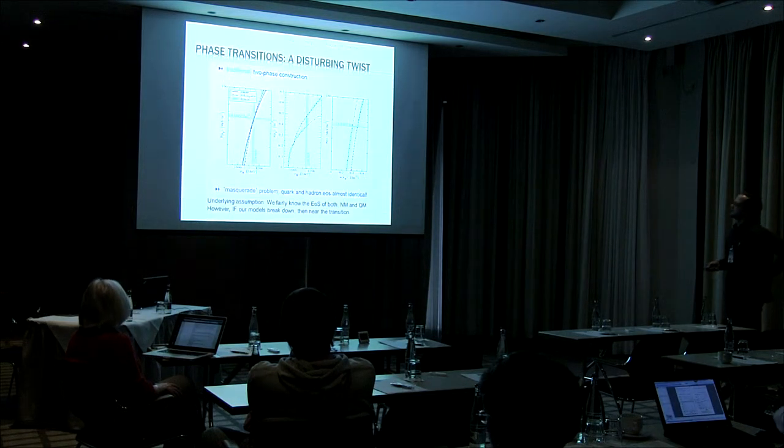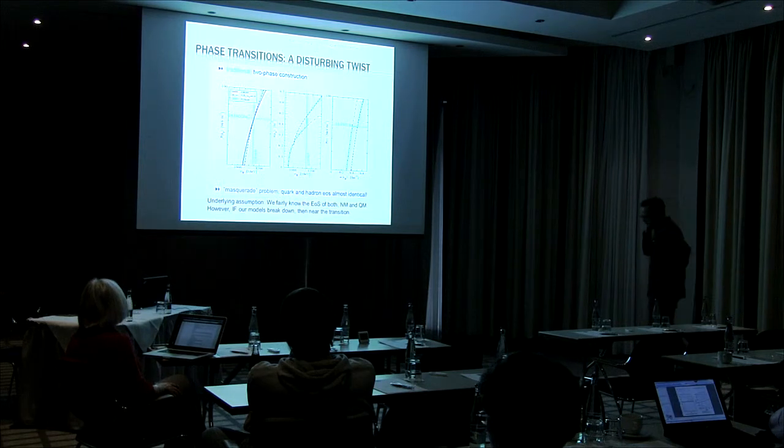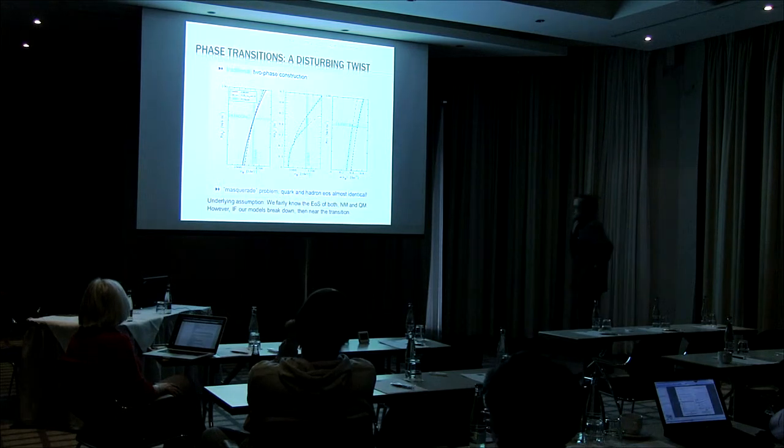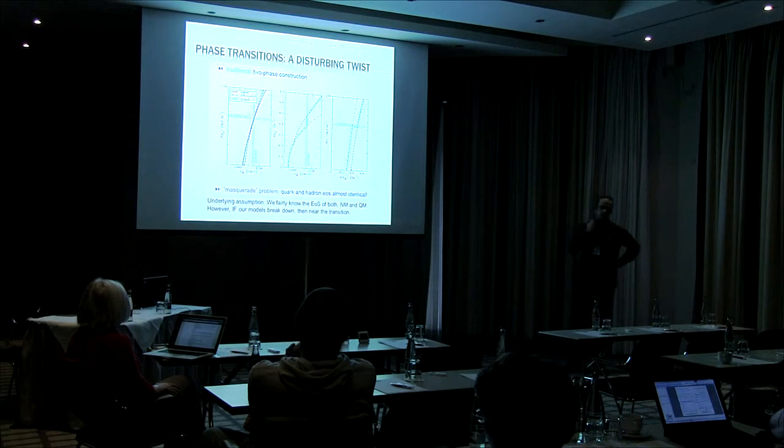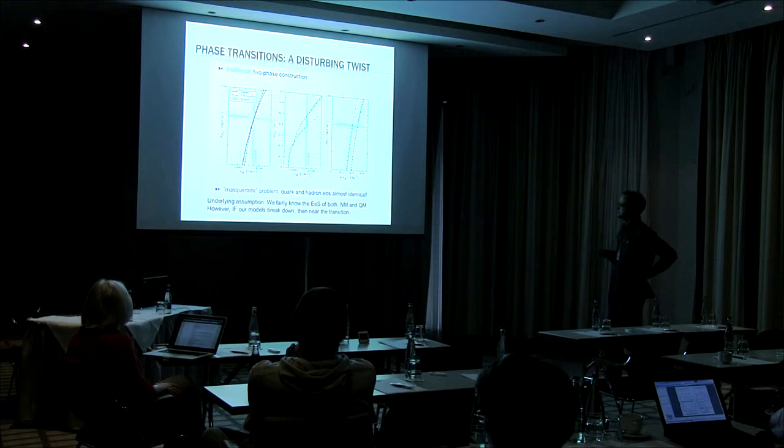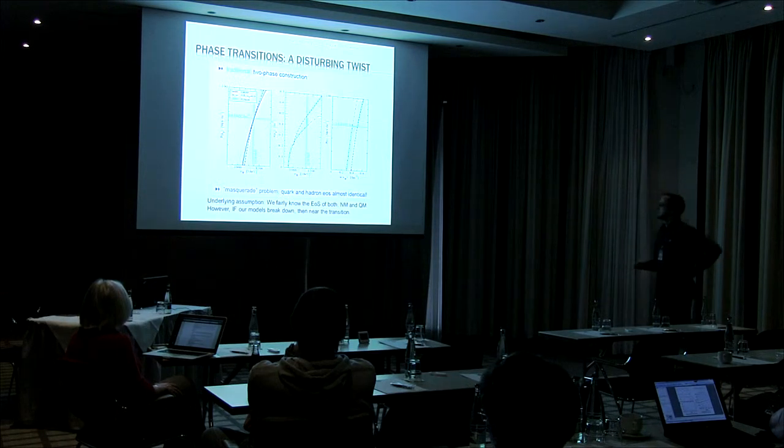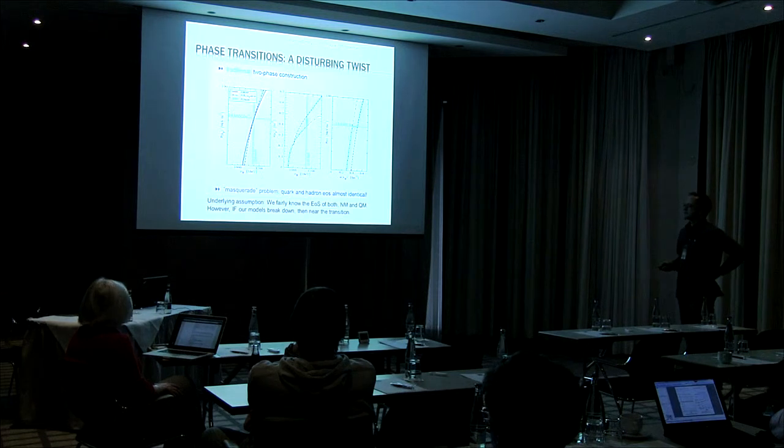A disturbing twist I wanted to report, and not to support, I want to report. The underlying assumption for performing a phase transition is that we actually fairly know the equation of state of both nuclear matter and quark matter. That of course is not the case, and that gives you some freedom in your interpretation of what you can do for phase transition. So if our models break down, then it's very likely that they break down near the transition point.